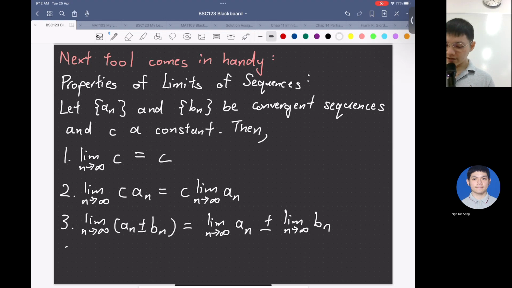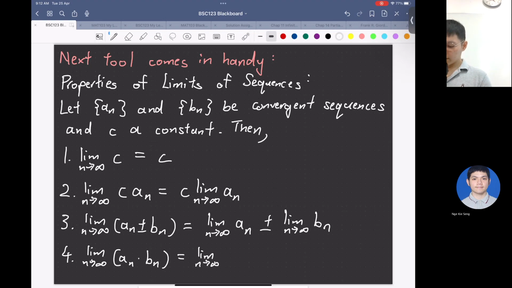Similarly, you can multiply two terms in your sequence, and then the new limit will be just the two limits multiplied together. So this is kind of natural.